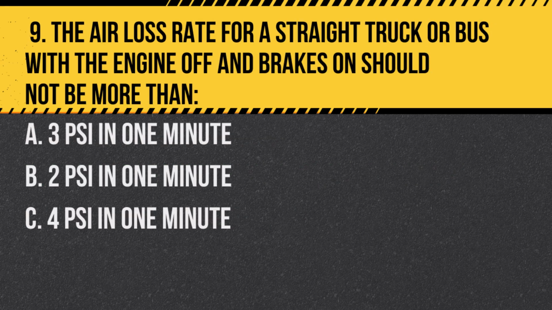Question 9. The air loss rate for a straight truck or bus with the engine off and brakes on should not be more than: A. 3 psi in 1 minute. B. 2 psi in 1 minute. C. 4 psi in 1 minute. Answer: A. 3 psi in 1 minute. This ensures the system is maintaining pressure effectively.